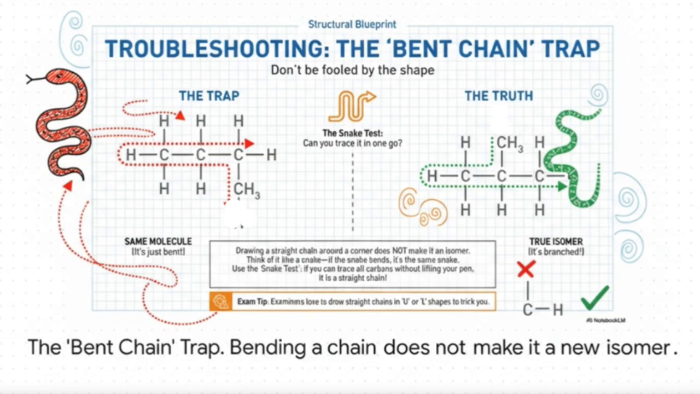Let's just put them side by side to make this crystal clear. On the left, you've got the bent chain trap. You can trace that whole thing in one go. On the right, that's a true branched isomer, 2-methylpropane. To trace that one, you'd have to trace the main chain and then lift your pen to get the branch. See the difference? They're not the same thing.